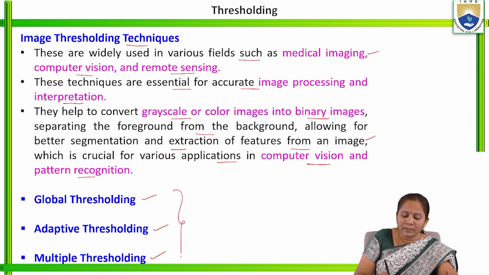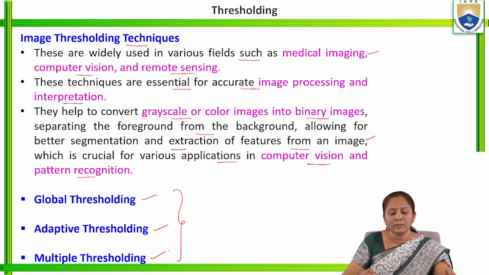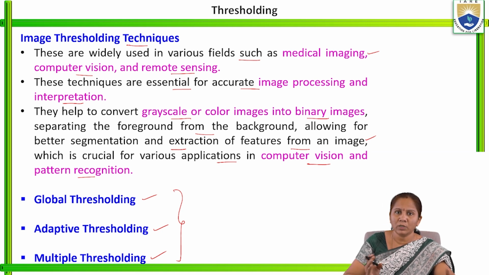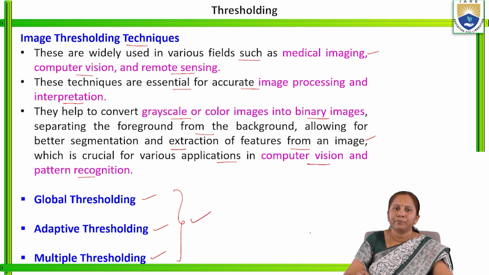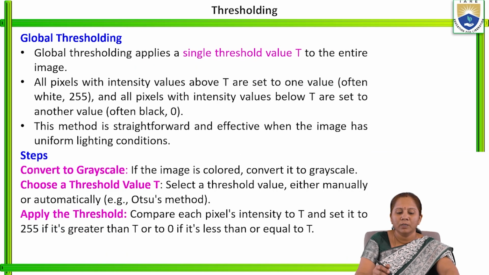So now we will see about these three image thresholding techniques, and how to select the threshold value, and what is the difference between these three thresholding techniques. So mainly the difference between these three is selecting the threshold value. Either only one threshold value we are selecting for the entire image, or many threshold values we are selecting for the entire image. So based on selection of the threshold values, we have here three image thresholding techniques.